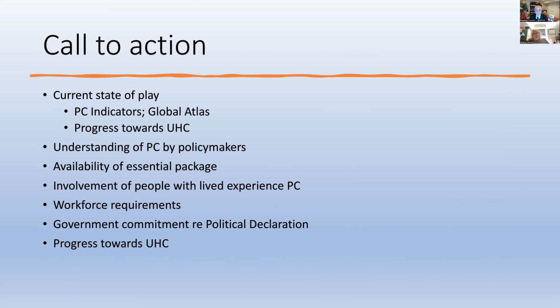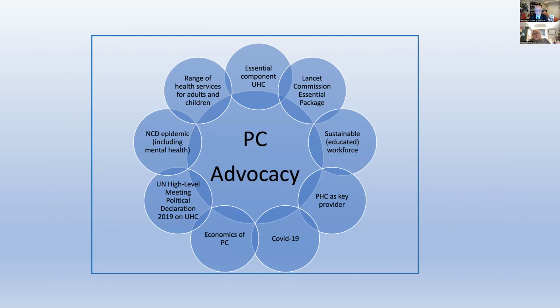And this brings us right back, next slide please, to the beginning, to palliative care advocacy right in the centre of the circle, and it's recognising that it's an essential component of UHC, but also that you can use the UN high-level meeting political declaration on UHC to help with your advocacy argument as additional leverage, and that there are a number of things that you need to consider as you put together your palliative care advocacy argument, including the Lancet Commission for Essential Package, how much you need in terms of a sustainable and educated workforce, the importance of primary healthcare as a key provider, the economics of palliative care, and the relevance of the NCD epidemic, including mental health, and recognition that the whole range of health services needs to be provided for both adults and children.